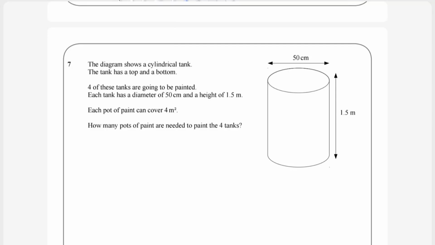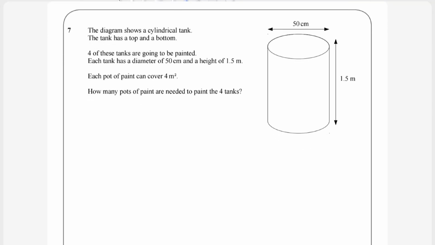Okay guys, so now let's solve question number 7. This is a bit harder one. The diagram shows a cylindrical tank. The tank has a top and a bottom. 4 of these tanks are going to be painted. Each tank has a diameter of 50 centimeter and a height of 1.5 meter. Each pot of paint can cover 4 meters square. How many pots of paint are needed to paint 4 tanks?